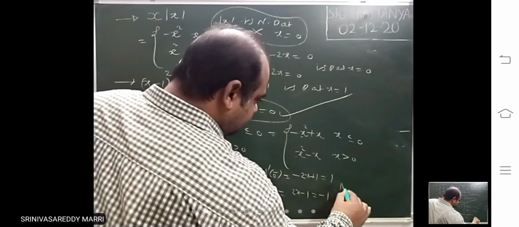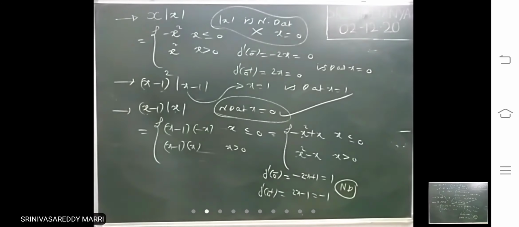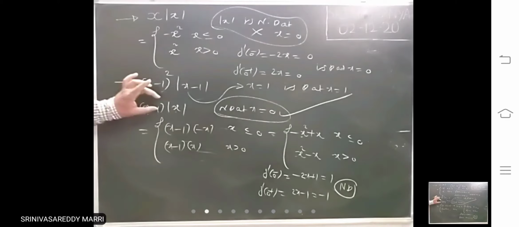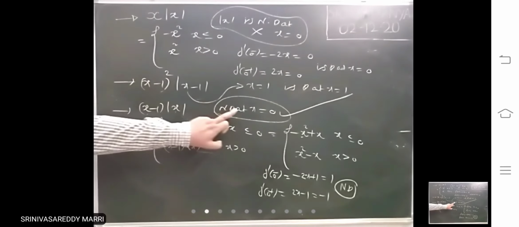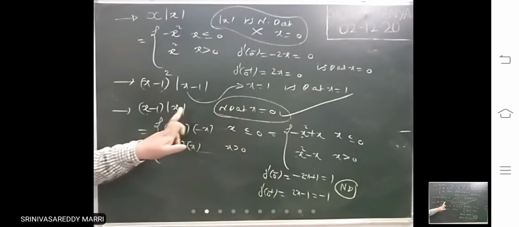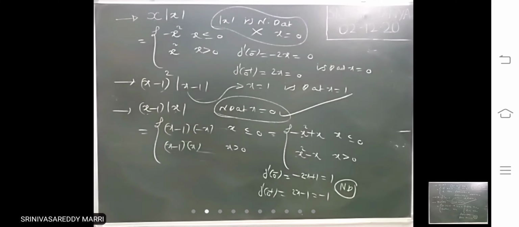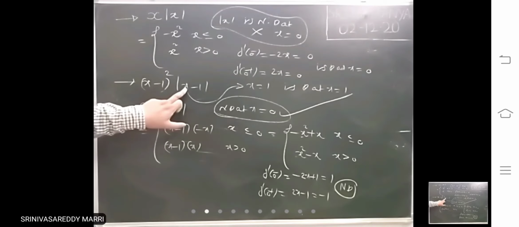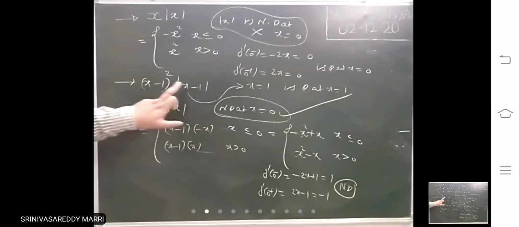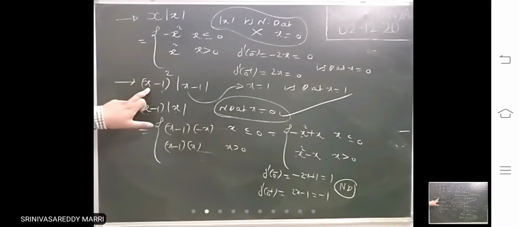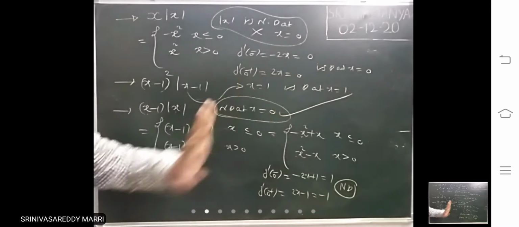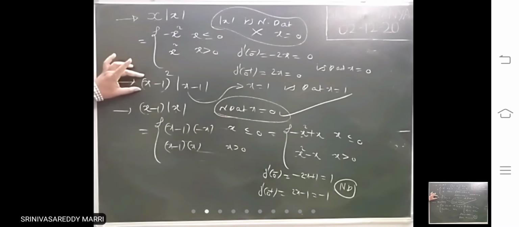So therefore, not differentiable. Whenever modulus is there, it's simple. You write the point, right? If the same factor is there, then it is differentiable at x equals 0. That means this function is differentiable everywhere. Actually, the only possibility is not differentiable at x equal to 1, but if we multiply with that factor, it will be differentiable at that point also. That means it will be differentiable everywhere.